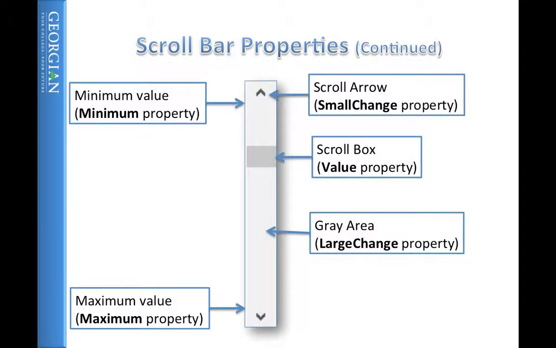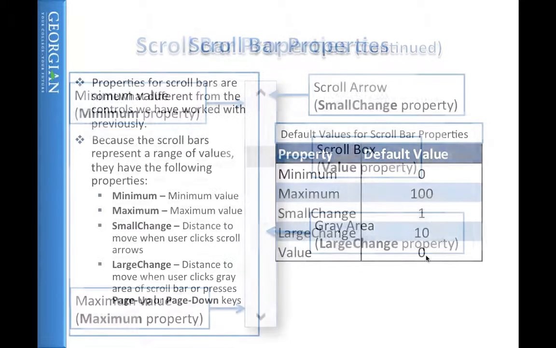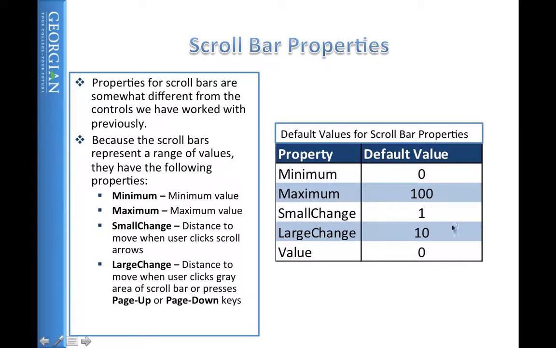But if you click in the middle, in the gray area, you affect the large change property, and the default is 10, right? So every time you touch the middle of the gray area, the scroll bar will jump 10 units at a time. But again, you can change that value to make it whatever you like. You can also set a default value. For example, the value property is whatever you want it to be preset to. So let's say you want a scroll bar to have a certain value out of 100, like 30 out of 100 or 40 out of 100.